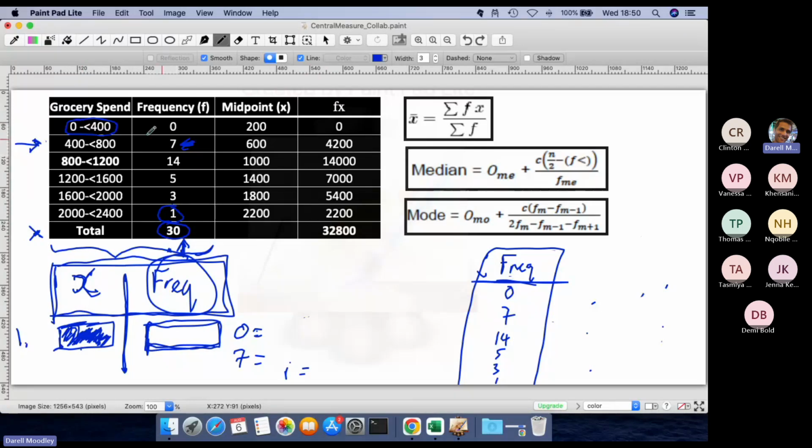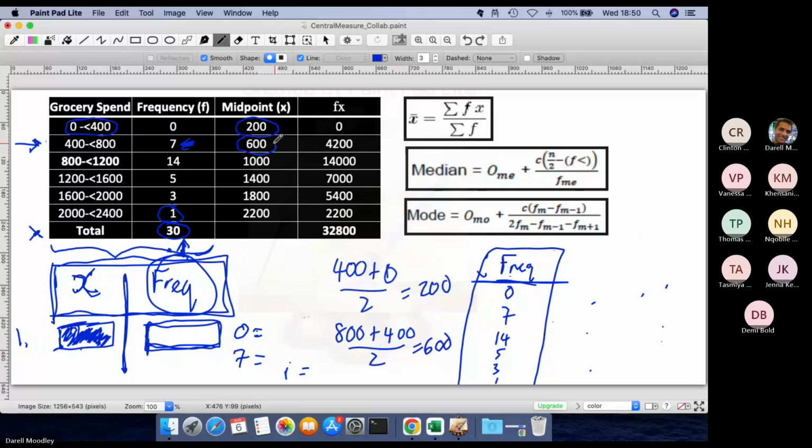How you get the middle value is you add the upper limit to the lower limit. So it's 400 plus 0, and you divide by 2. If you do that, you get 200. So that's your midpoint for the first row. I've done it for you, but it's important that you understand how to work it out. For the next row, it'll be the same method. You add the upper limit, which is 800, plus the lower limit, you divide by 2, and that will give you 600. That's how we got the next number, and so on.